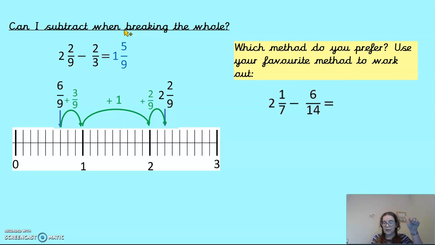Okay, so have a think about the methods we used. We did partitioning, we did bar model, and we did a number line to help us. You can go back and watch it again. Which method do you prefer? Use your favourite method to work out this answer for me. I'm going to pause it, and I'm going to put the answer there while you're working it out as well. So unpause me, please, in 3, 2, 1.